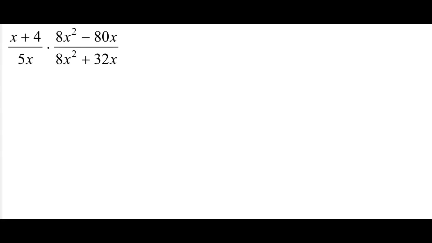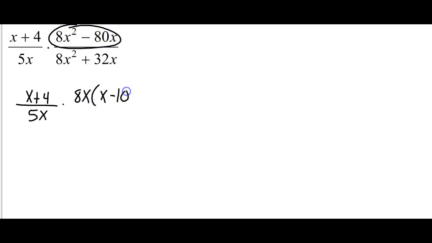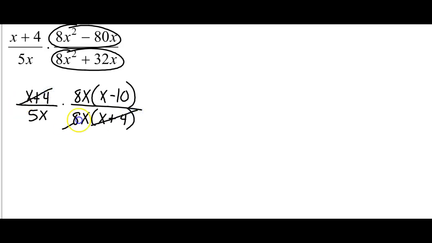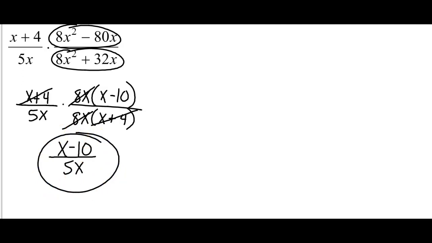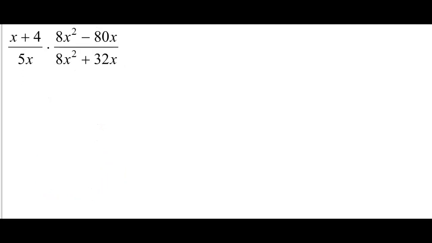When you're multiplying rational expressions, the first thing you want to do is factor everything you can. On the top, I can take out an 8x using the GCF method. Same thing on the bottom, I can take out an 8x. And then anything that's the same on the top and bottom can cancel out. So the x plus 4s can go away, and the 8x's can go away. And I'm left with x minus 10 on the top and 5x on the bottom. And that would be my final answer there. So with multiplication, it's just factor and cancel.